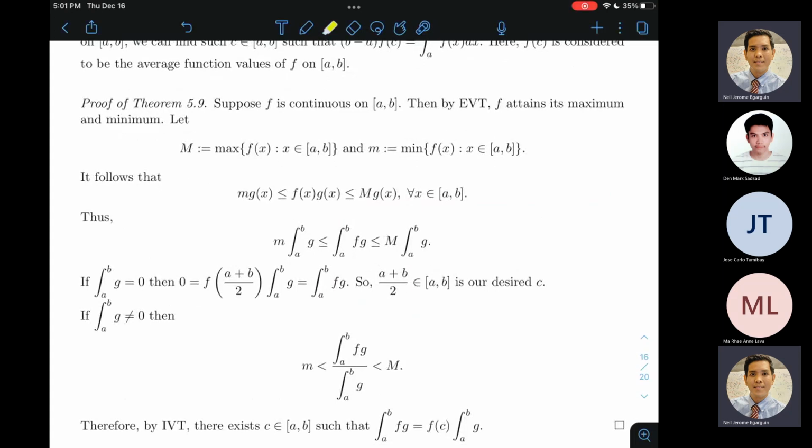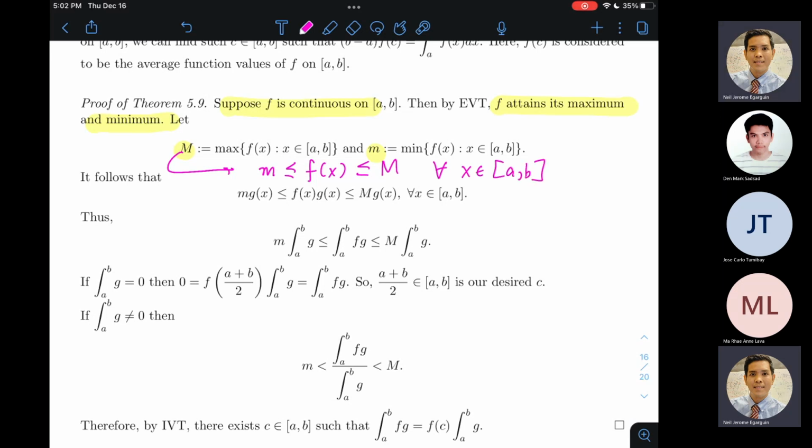Okay, assumption. F is continuous on the closed interval AB. Dahil si F ay continuous sa isang compact set, mag-apply yung EVT o yung Weierstrass theorem. Anong sabi ni Weierstrass? F attains its maximum and minimum over the interval AB. Ibig sabihin, merong maximum si F, call it capital M. Meron siyang minimum, call it little m over the interval AB. Okay? So definitely, ang ibig sabihin yan, si little m ay lower bound ni f of x, the upper bound naman ni capital M for all x in the interval AB, right?